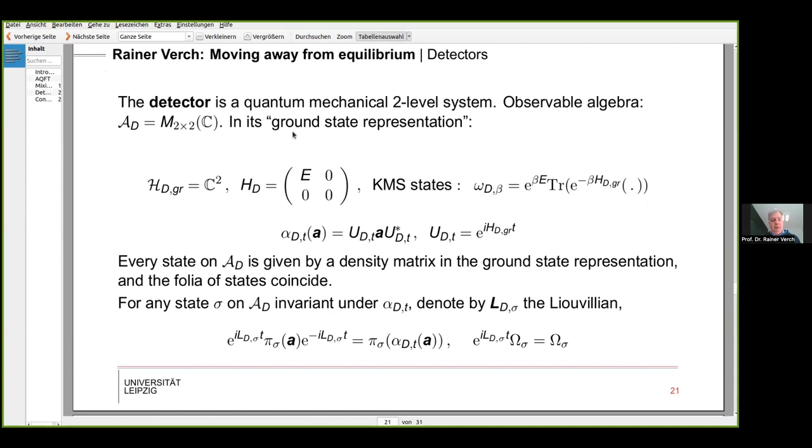And it's often very convenient to consider this detector initially in its ground state representation. So the GNS Hilbert space of the ground state is just the C2. And then it is convenient to consider a Hamiltonian operator, which has two eigenvalues. One is E, supposed to be greater than 0, and the other is 0. And then one can also define KMS states for the detector at inverse temperature beta. And it's given in this form. So it's the trace of e to the minus beta times the Hamilton operator, and dividing by the partition function means multiplying by this beta e.